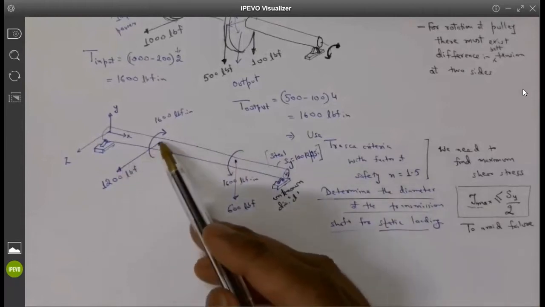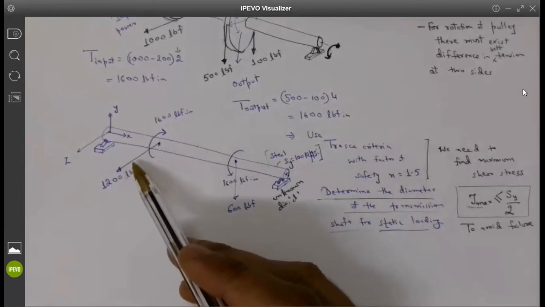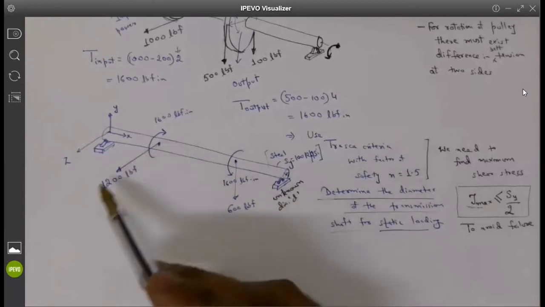So can somebody tell me what this load is going to cause in the material? This 1200 pound force acting in the Z direction.